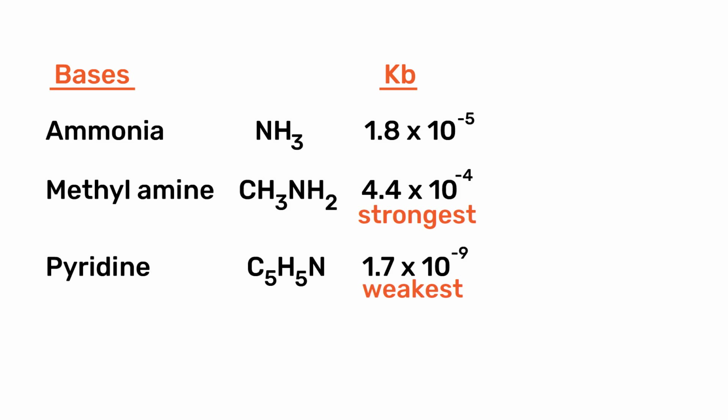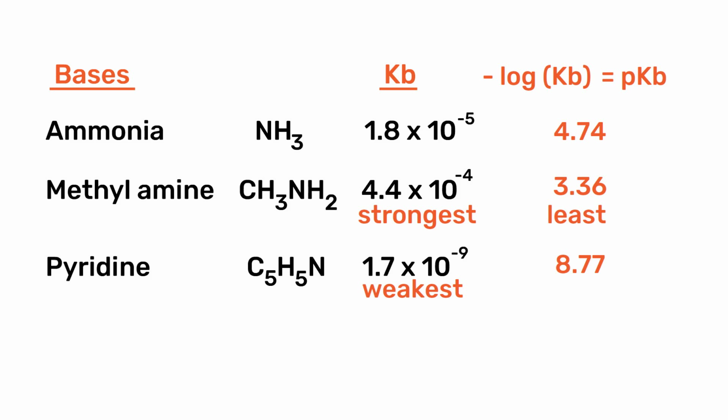You can also calculate the minus log of Kb, that will give you pKb. And if you compare the three pKb values, methylamine has the least value, pyridine has the highest value. And from that you can infer, lower the value of pKb, stronger would be the base, and higher the value of pKb, weaker would be the base.